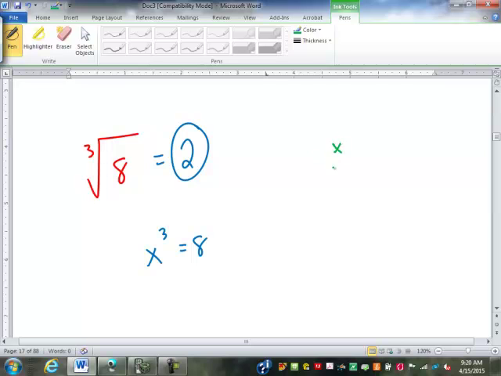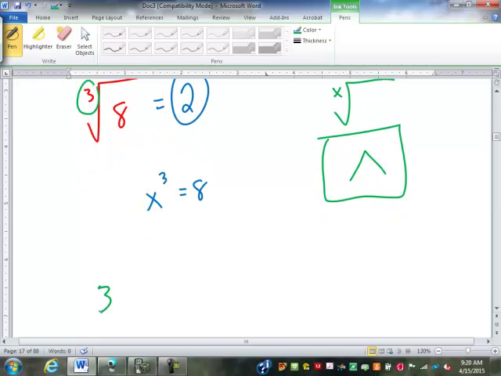Well, your calculator has an X root key somewhere. Usually it's above your caret key. So to do that, you have to put in the 3 first, to tell it this is going to be a third root. So you do 3, then hit the second key, then that caret key, which has the X root above it, and then the 8, and hit equals. Should give you 2.